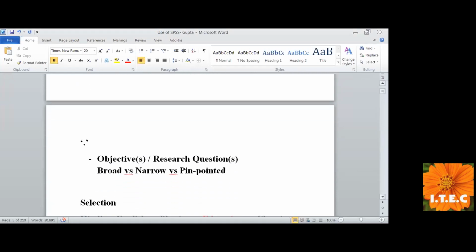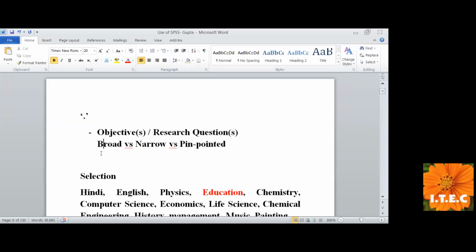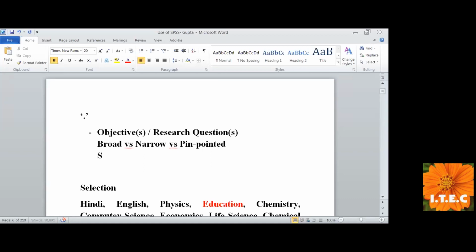Now, you can write your objective either in the sentence form or in the question form.